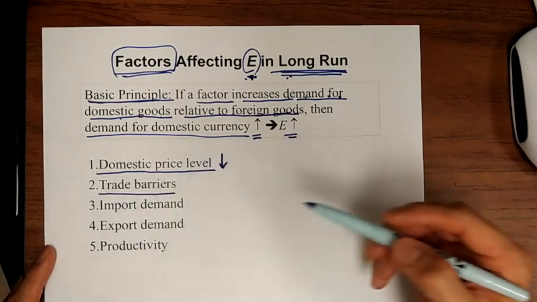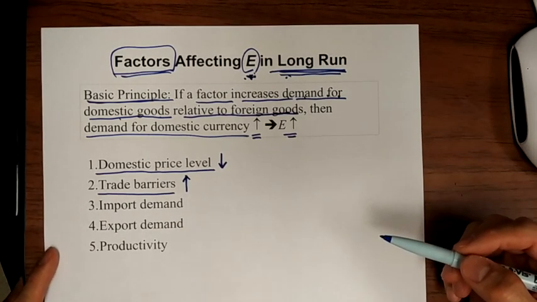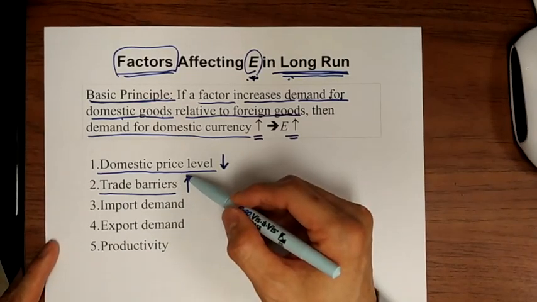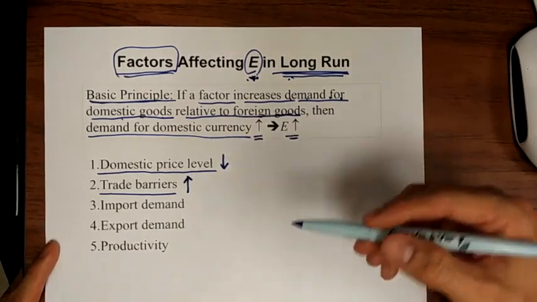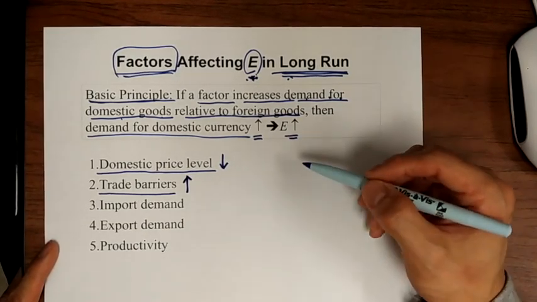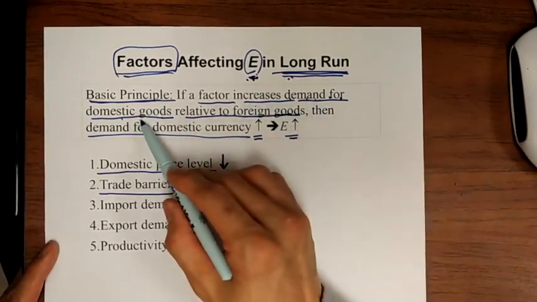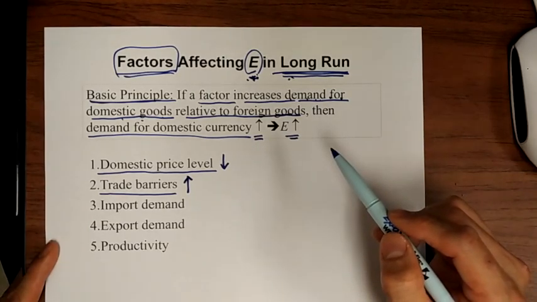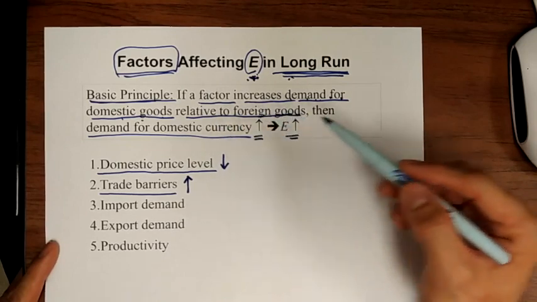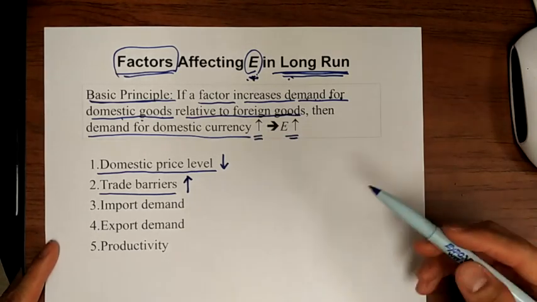When trade barriers are higher, like a trade war, say for example, higher tariff, then you don't want to buy imports. You will just buy domestic goods. So your demand for domestic goods increases. Therefore, people will buy domestic goods by selling foreign currency to buy domestic currency. Therefore, domestic currency appreciates.